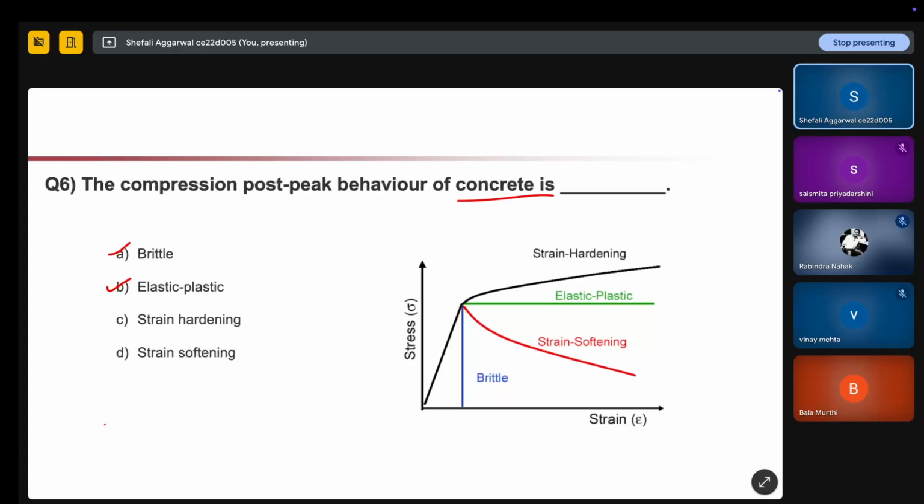Okay, so in concrete, after you reach your peak position, it will suddenly come down. For normal concrete it should be brittle, but when we are adding some fibers to it, it will have a strain softening. But here it is asked about only concrete, so it will be brittle in condition.